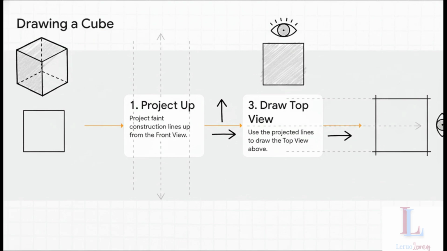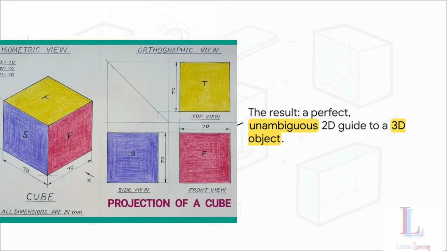Once you've got your front view drawn perfectly, you just project faint little construction lines straight up from its corners. Those lines give you the exact width for your top view, so you know everything's aligned. The same thing happens when you project lines across to draw the side view. It's almost foolproof. And this is what you get. Three simple squares, right? But arranged in this specific way, they communicate everything you need to know about that 3D cube with absolute precision. There is zero ambiguity. It's a perfect set of instructions that anyone who speaks this language can follow.